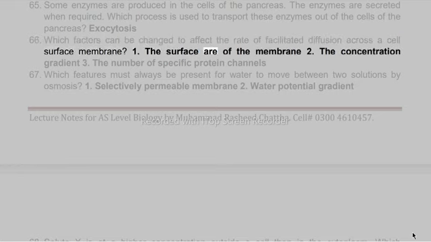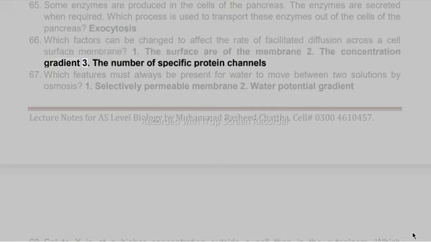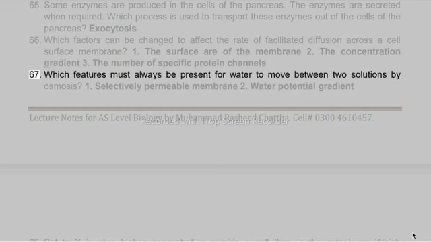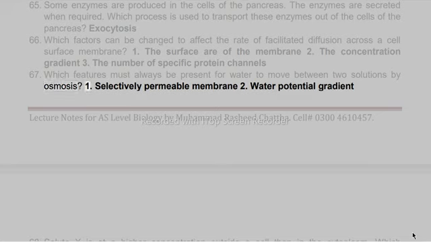66. Which factors can be changed to affect the rate of facilitated diffusion across a cell surface membrane? 1. The surface area of the membrane. 2. The concentration gradient. 3. The number of specific protein channels. 67. Which features must always be present for water to move between two solutions by osmosis? 1. Selectively permeable membrane. 2. Water potential gradient.